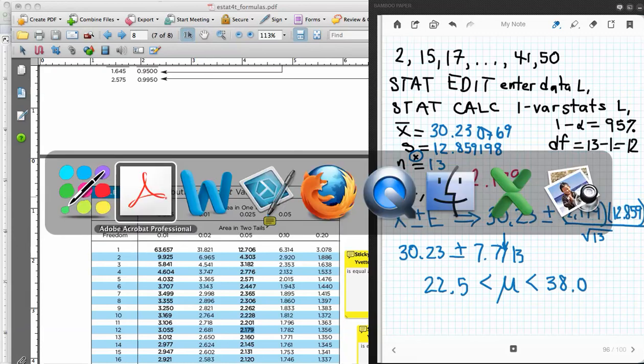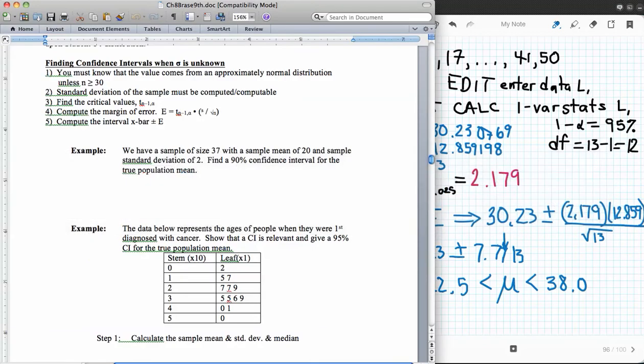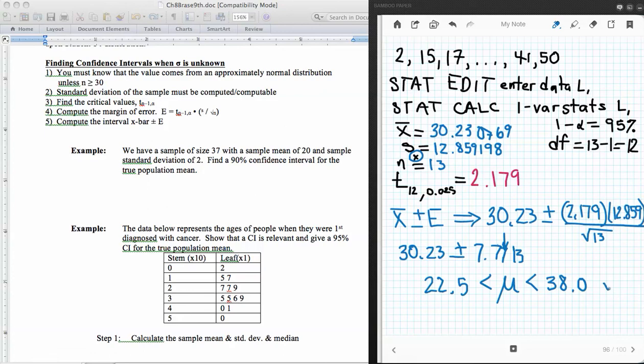And if we go back to our actual data there, we can see, if we know anything about this, their ages. So I'm just going to put years out here. And what this says is that I feel that the true population mean is between 22 and a half and 38 years. So with 95% confidence, the true population mean should fall in the interval 22.5 to 38 years.